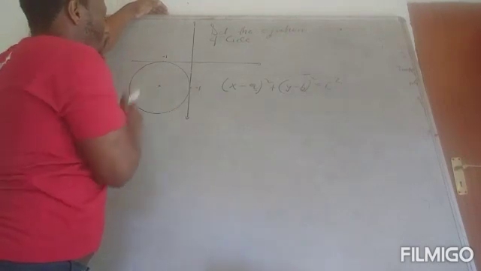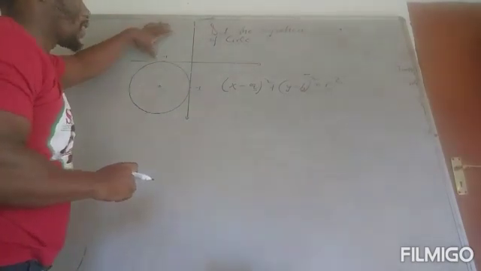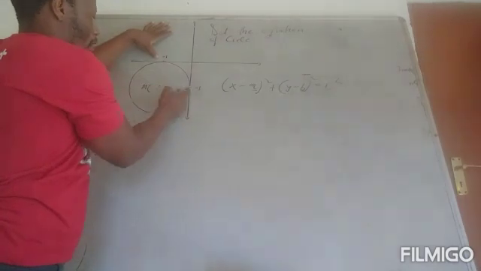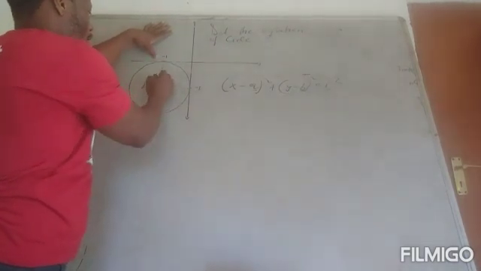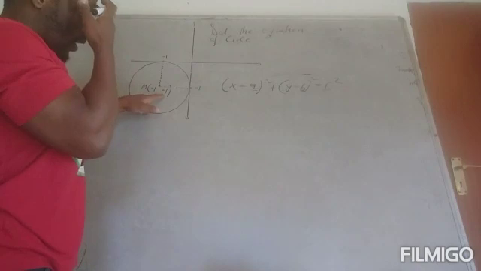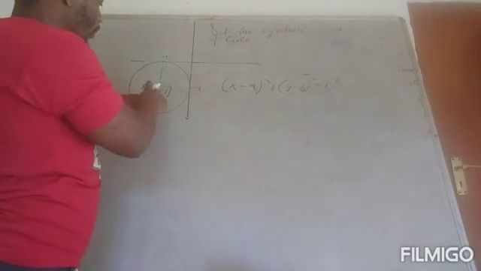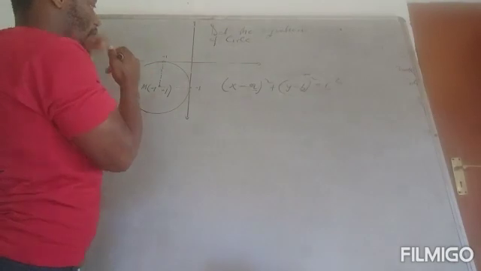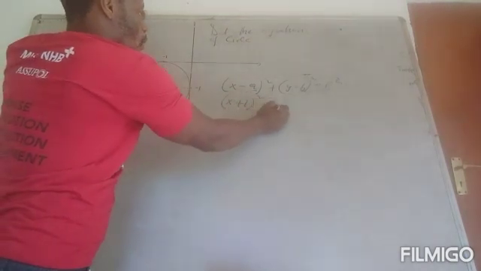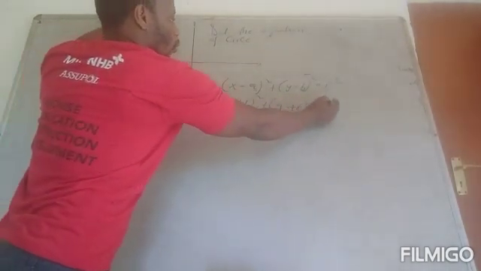Now, from this diagram, we see that the circle touches the y-axis and it also touches the x-axis, which means the center, let's say it's M, has y equal to minus 1 and x also equal to minus 1. So we have our center (−1, −1). Now we have (x + 1)² + (y + 1)² = r².